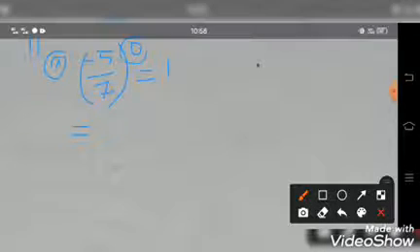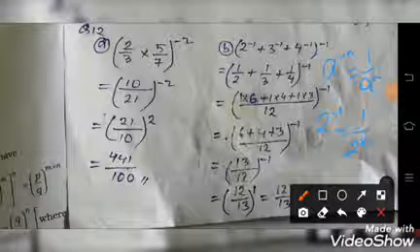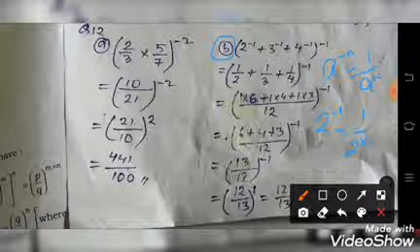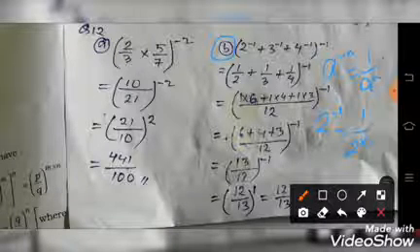Let's see question number 11. Question number 11a, (minus 5/7) to the power 0. So here what you need to know is any rational number with exponent 0 will be equal to 1. So question number 11a answer is only 1. Now let's see question number 12, part B. So here simplify.